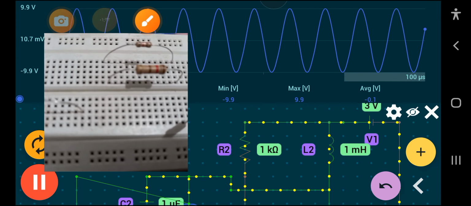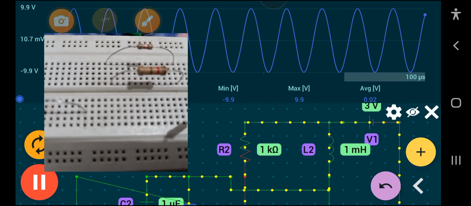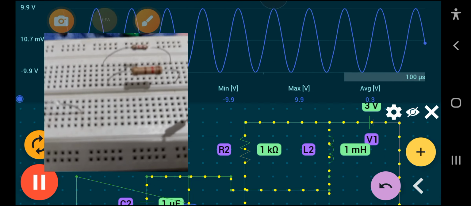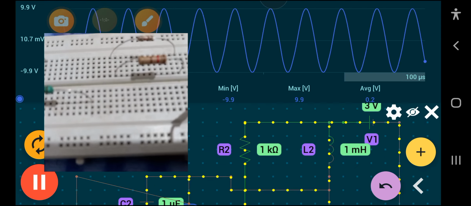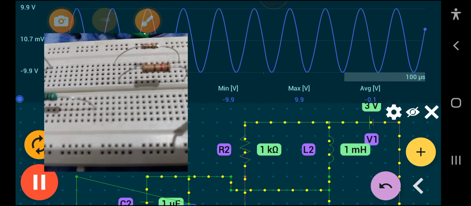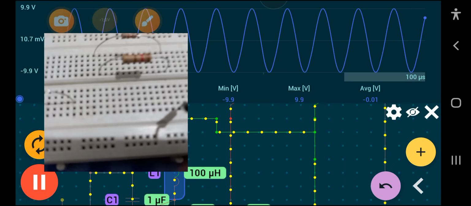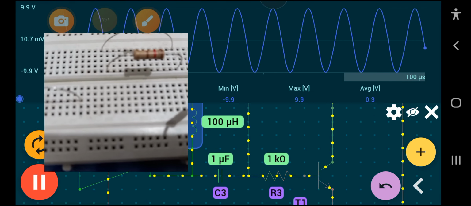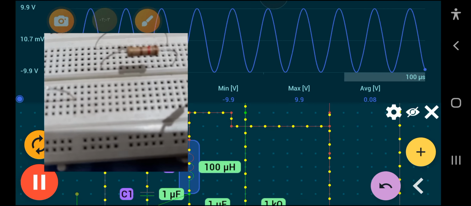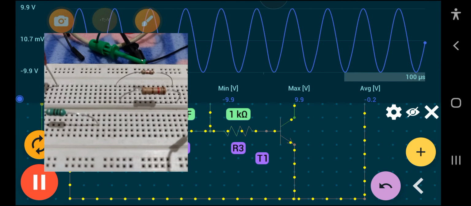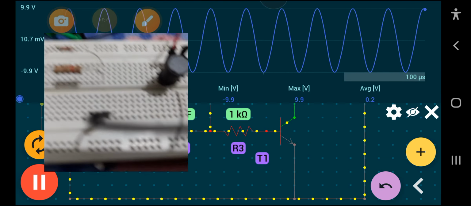One of these is connected to the positive node or terminal of the input of this circuit, and the other resistor is connected to the previous 1 kilo ohm resistor and also to the base pin or terminal of this NPN transistor.